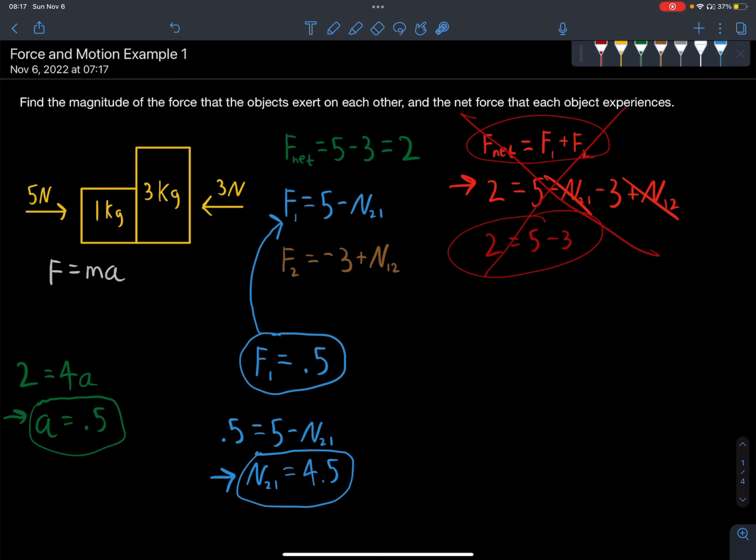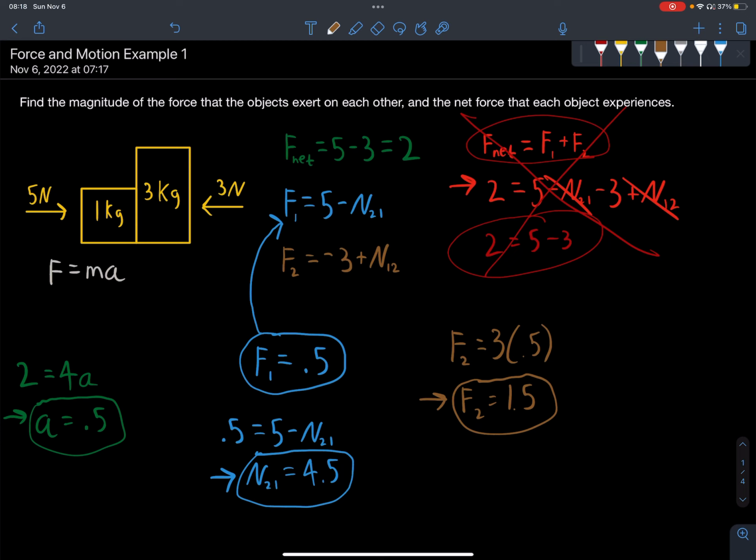We already used Newton's second law on the system. We used Newton's second law on object 1. Let's go ahead and use Newton's second law on object 2. So by Newton's second law, F equals ma, the forces on object 2 are going to be the mass of object 2, which is 3, times the acceleration of object 2, which is 0.5, we know. And this just simplifies down to 1.5 newtons. And now we have all the information we were looking for.